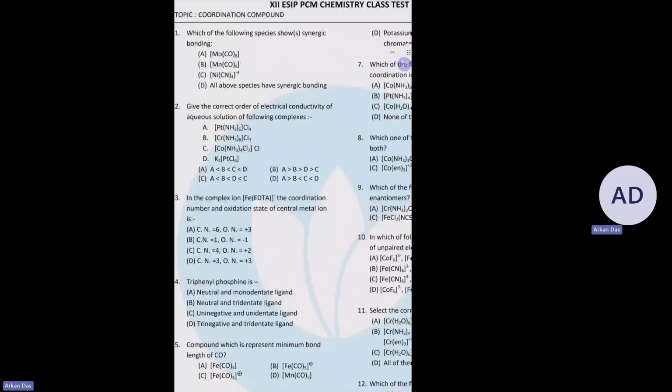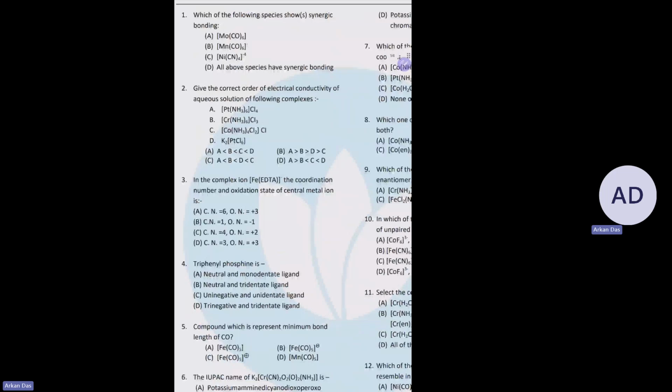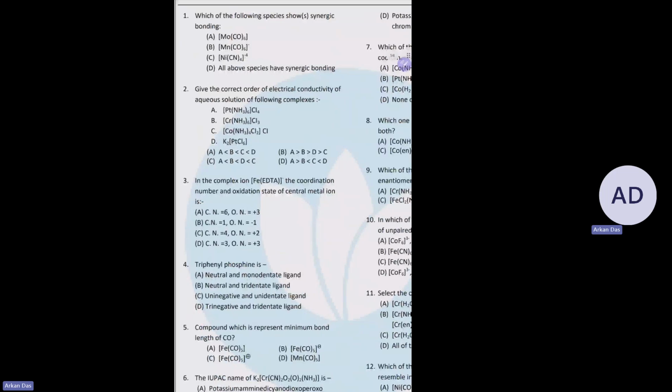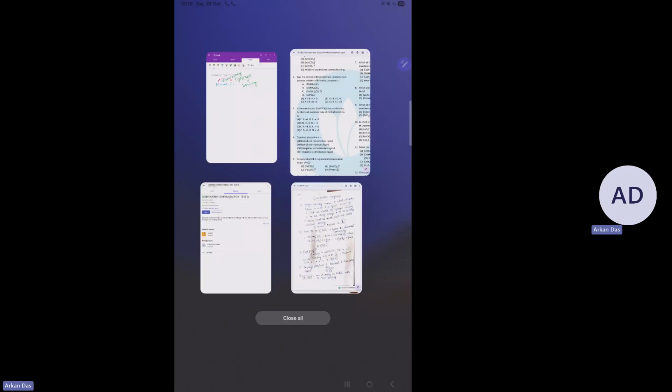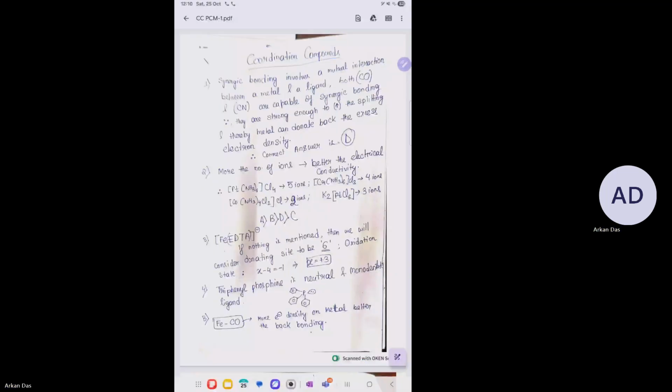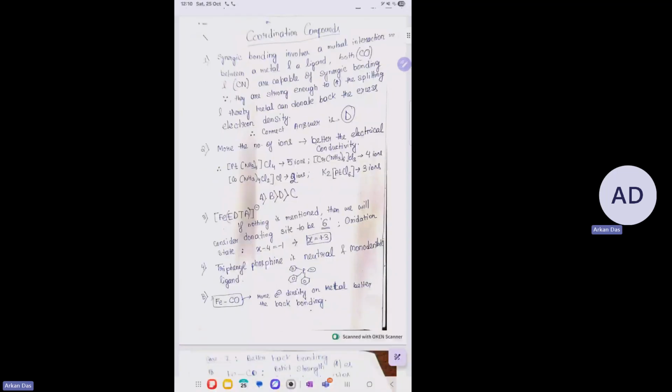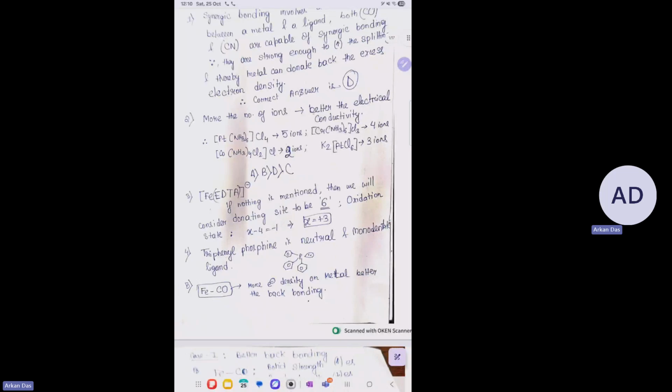Let's go for question number 2. Give the correct order of electrical conductivity of aqueous solution of the following complexes. Here we need to check the number of ions given by each and every compound. So in this question, we know that the more the number of ions, the greater becomes the electrical conductivity. In case of the first compound, PtNH3Cl4, how many ions does it give? 5 ions.